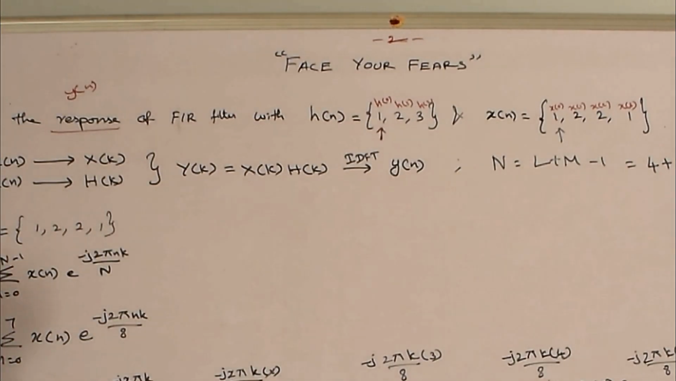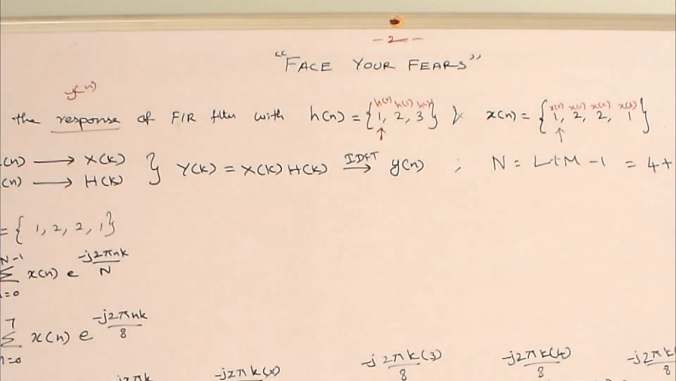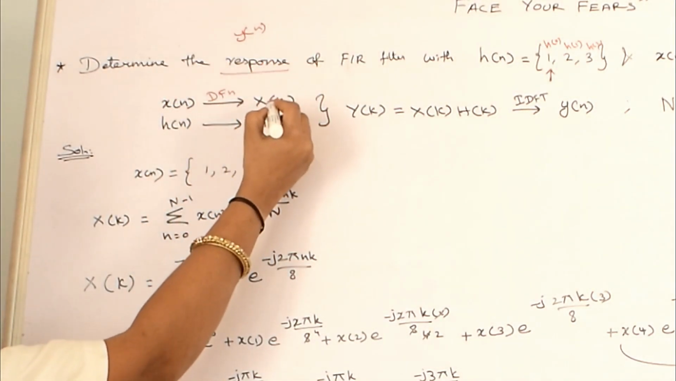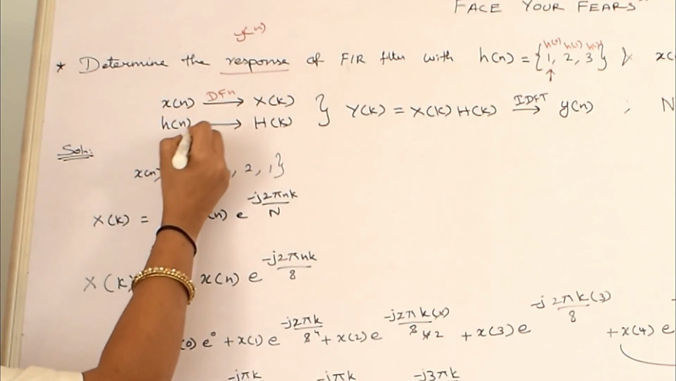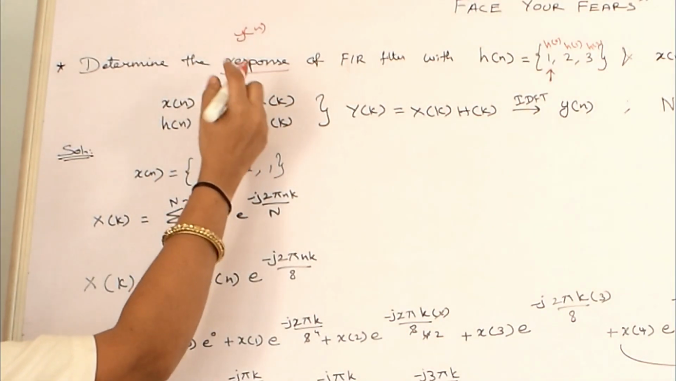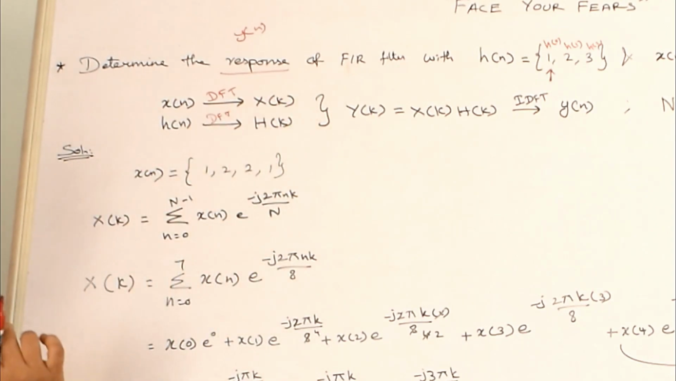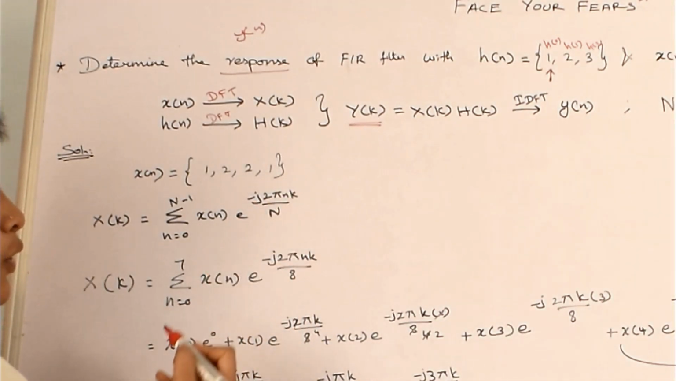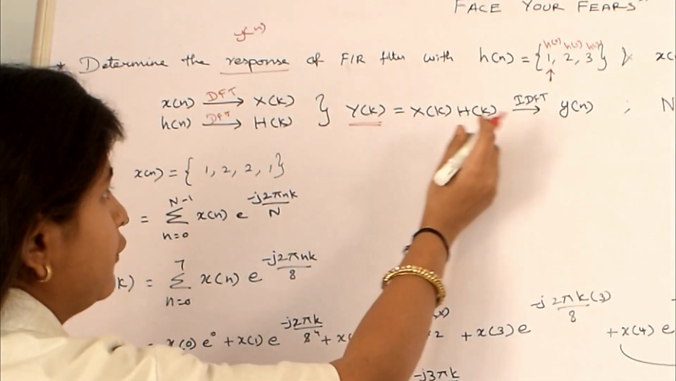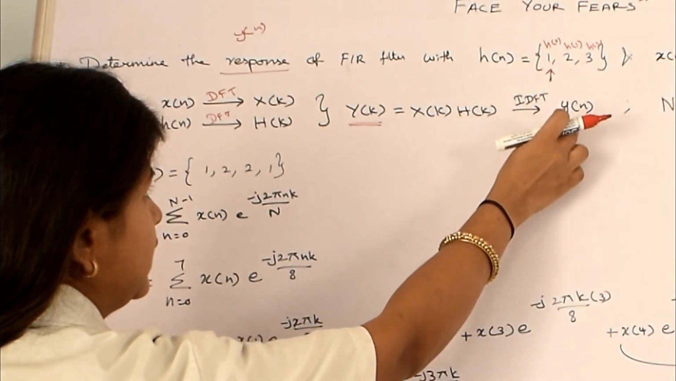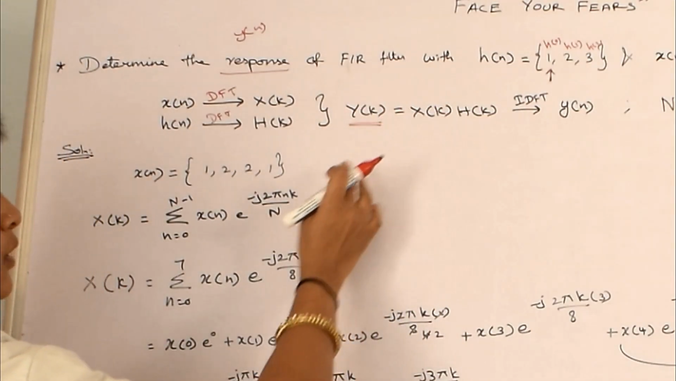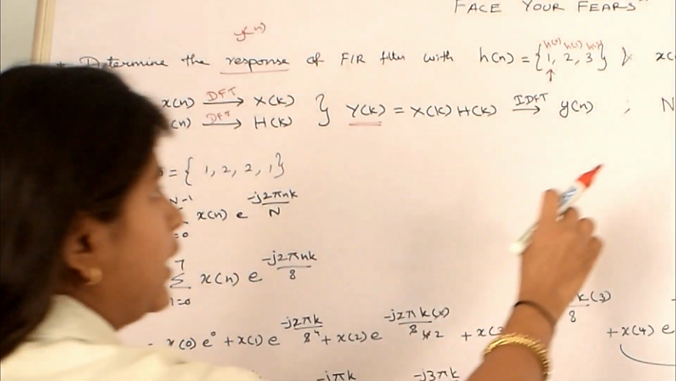So already we have discussed the procedure for solving this problem using the DFT method. First you have to perform DFT for the input signal in order to find out x of k. Second, you have to perform DFT for the impulse response in order to find out h of k, and you have to multiply both in order to get your y of k value. After that, you have to find out the response of this signal by performing IDFT for y of k. So this is your procedure.